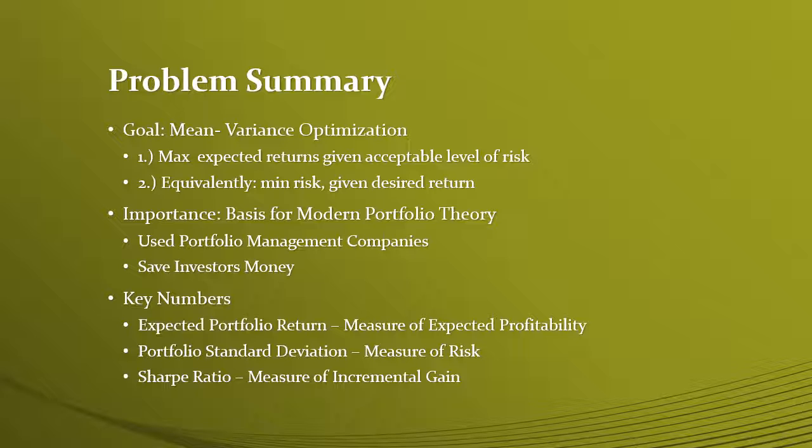This is a very important problem in modern portfolio theory and is really what modern portfolio theory is based on. So when you give your money to a portfolio management company, this is what they do, and by learning this problem yourself, you can save yourself a lot of money. And the key numbers that this problem really outputs are your expected portfolio return, which is a measure of profitability, your portfolio standard deviation, which is a measure of how risky your portfolio is, and the Sharpe ratio, which shows you how much additional return you can expect per standard deviation.